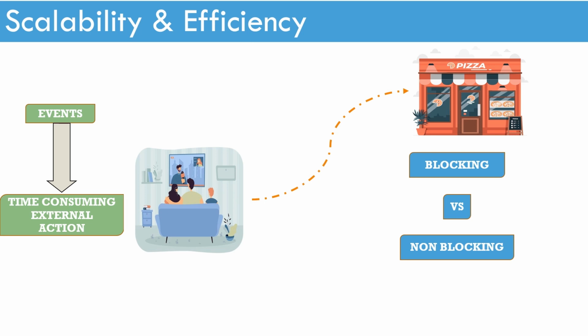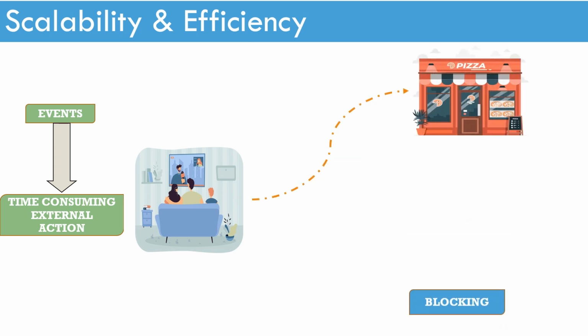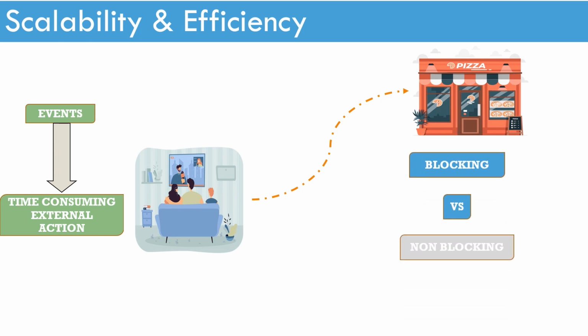In the first scenario you will have to take out some time to complete the process. Obviously, it is going to block you from watching the movie with your family. This is an example of a synchronous approach where you are blocked for 20 to 30 minutes on an external task.